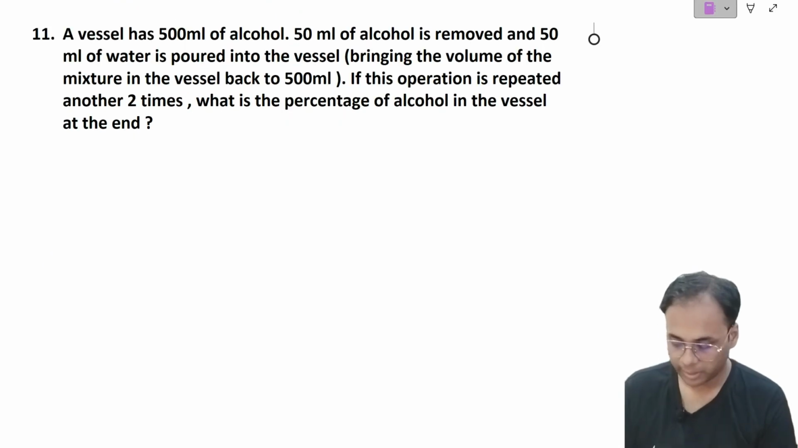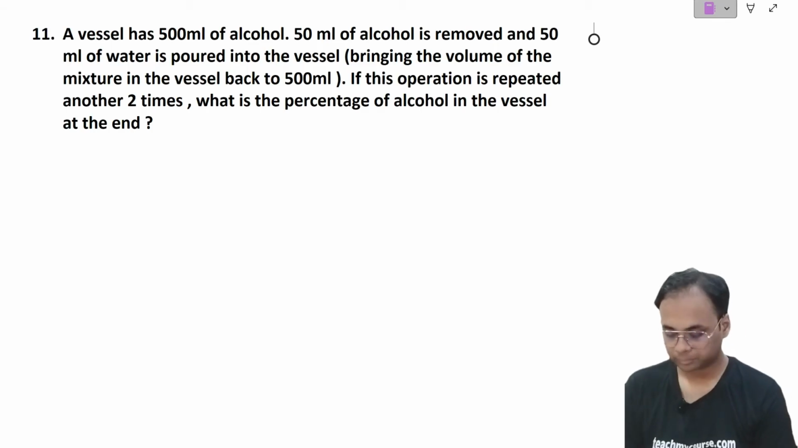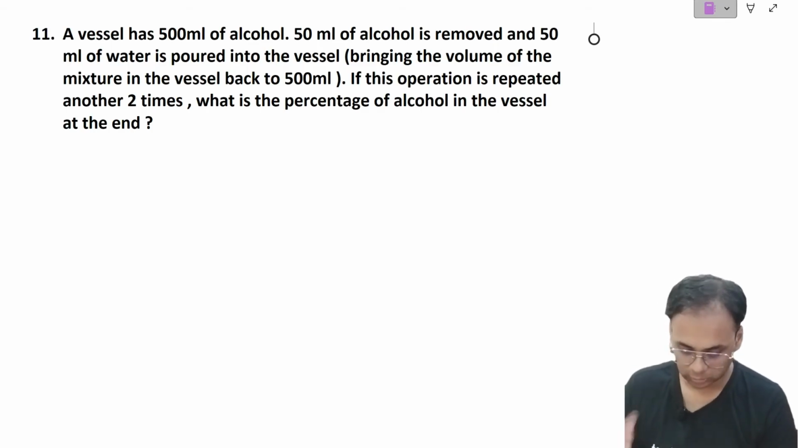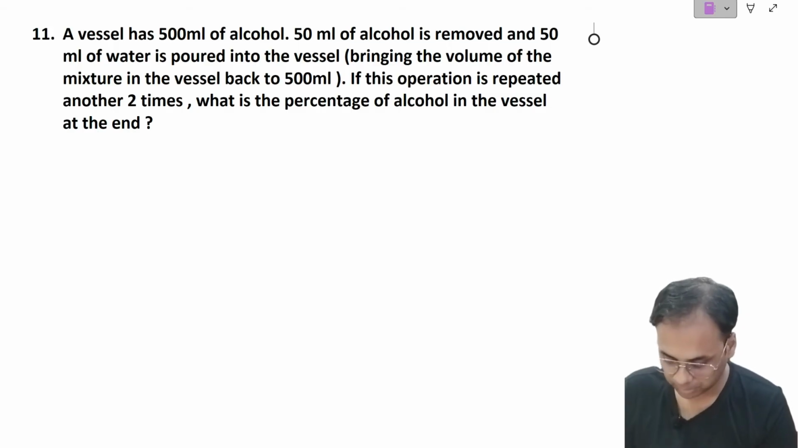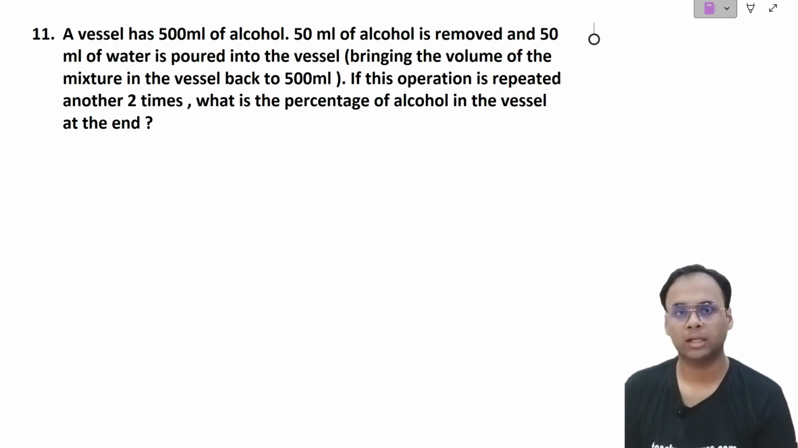A vessel has 500 ml of alcohol, 50 ml of alcohol is removed, and 50 ml of water is poured into the vessel, bringing the volume of the mixture in the vessel back to 500 ml. If this operation is repeated another 2 times, what is the percentage of alcohol in the vessel at the end?